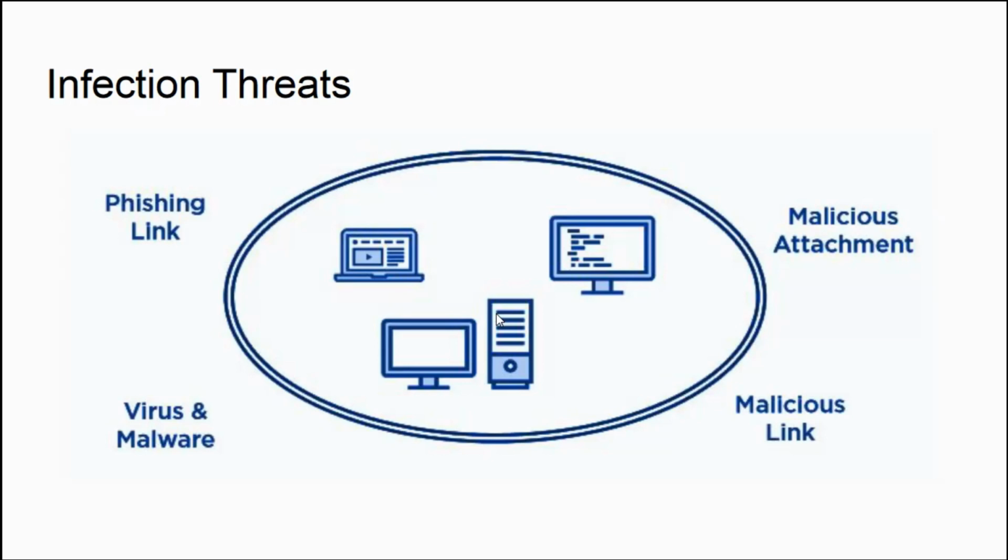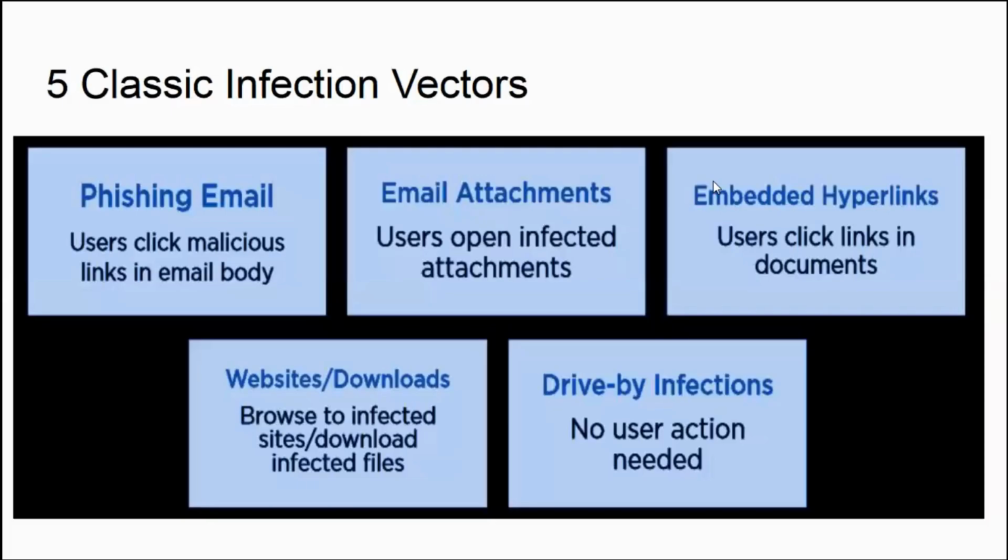Let's dig into a little bit more detail in each of these classic infection vectors. These are the five classic infection vectors we have discussed: phishing email, email attachment, embedded links, website downloading, and drive-by infection.